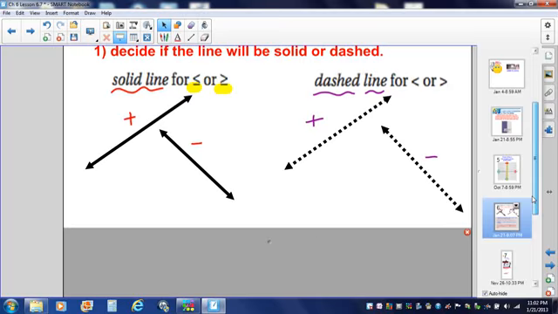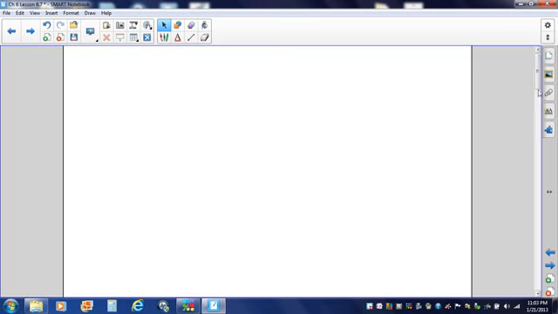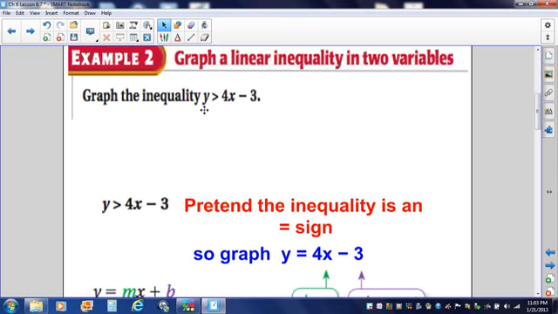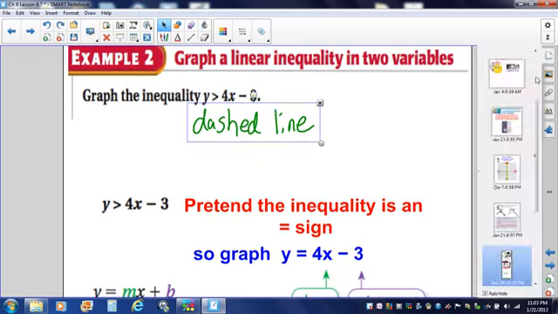So let's take a look at a problem, and we'll come back to the steps as we go through the problem. If you would, please write the inequality y is greater than 4x minus 3 on your paper. Please write that inequality down. The first thing I have to do is decide, is it going to be a solid line or a dashed line? Since it does not have the equal to underneath, this is going to be a dashed line. So you might want to make yourself a note. Since there's no equal to right here, it is going to be a dashed line.